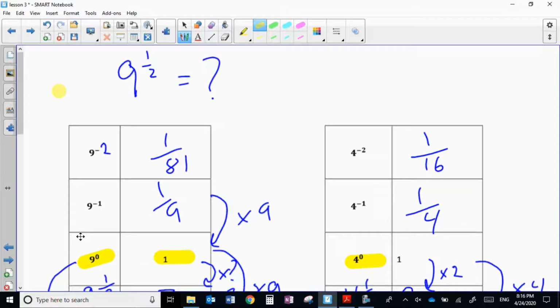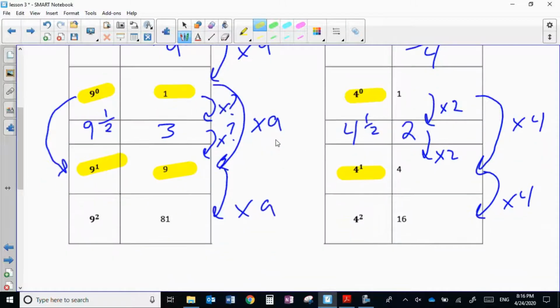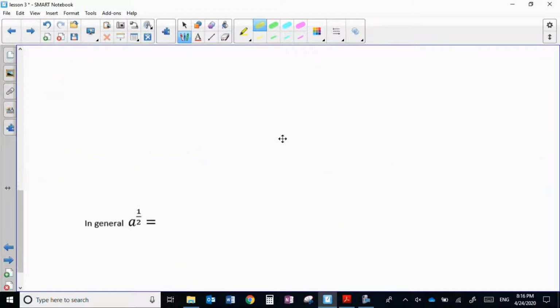In fact, that idea held up over here as well. 9 to the power of a half is equal to 3, and sure enough, 3 is the square root of 9. 4 to the power of a half is equal to 2, and sure enough, the square root of 4 is equal to 2. In general, anything to the power of a half is equal to the square root of a. So the power of a half and taking a square root are actually the same thing. Still a little confused? Well, that's okay. It's not easy. Let me show you something else as we move on that might actually explain this a little differently. There are other ways of looking at this as well.